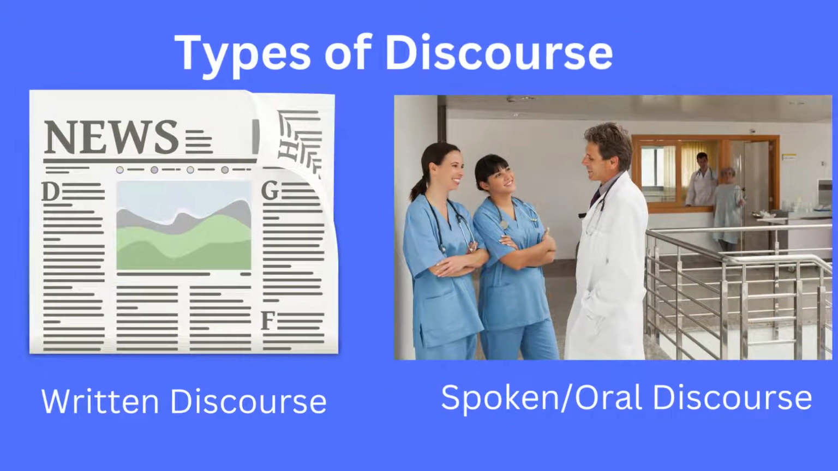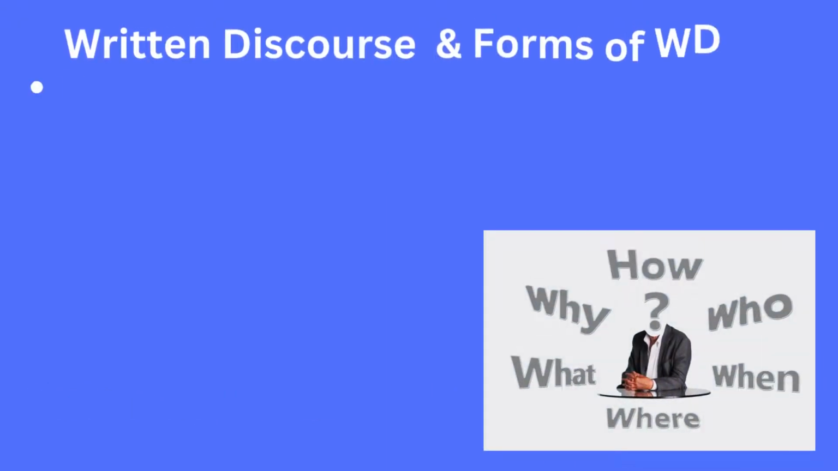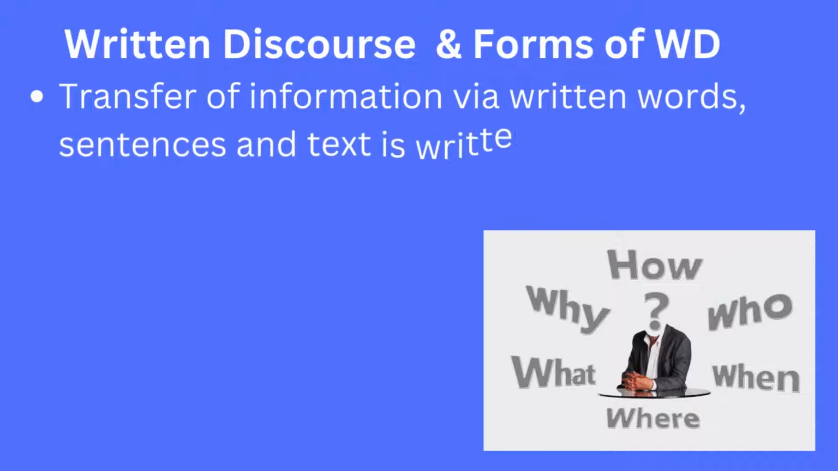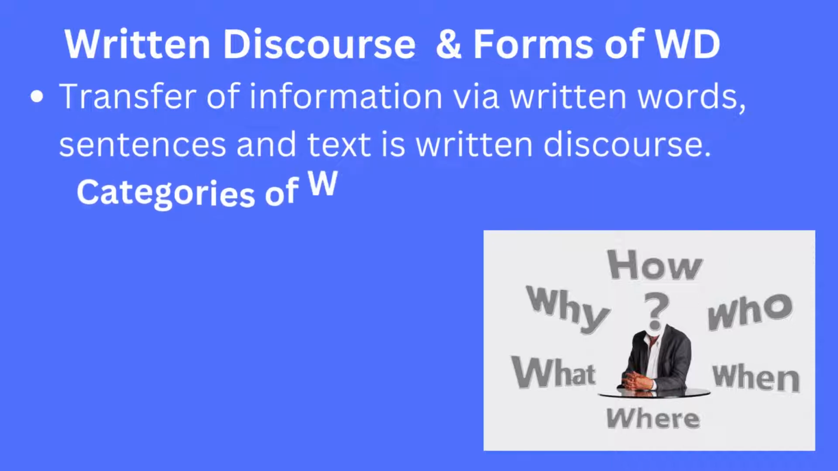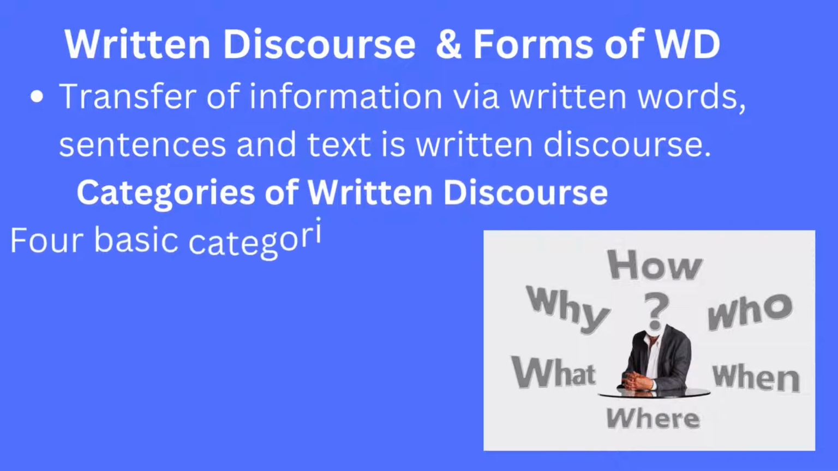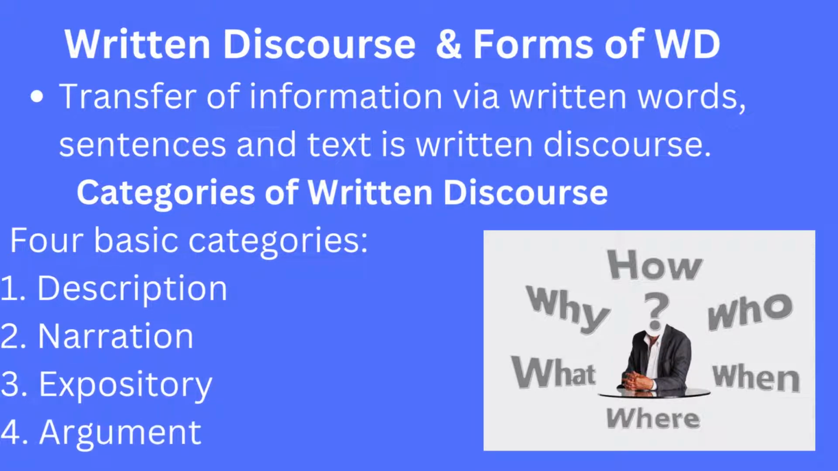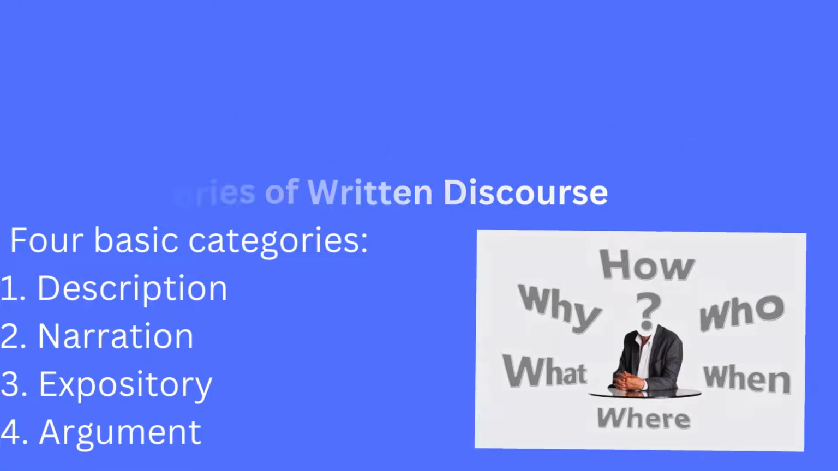We will talk about two types of discourse. The first one is written discourse and the second one is spoken or oral discourse. The important categories of written discourse are description, narration, expository, and arguments. Written discourse entirely depends on the written form of the language. It can be newspaper, book, magazine, letters, etc.